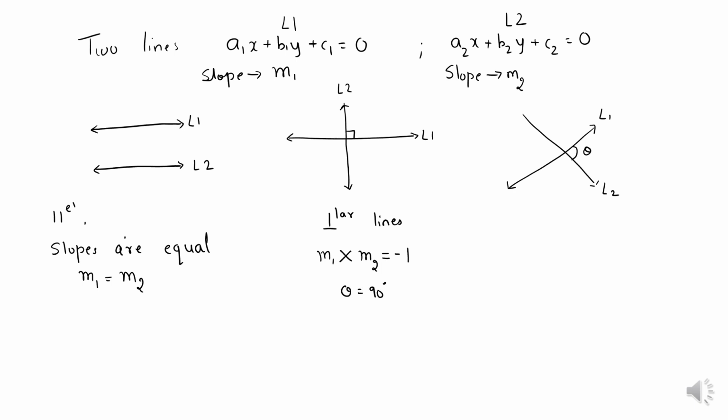And now if the lines are intersecting, and I am interested in this theta, I will say my tan theta is nothing but modulus of m1 minus m2 upon 1 plus m1 m2. Tan theta will be m1 minus m2 upon 1 plus m1 m2.